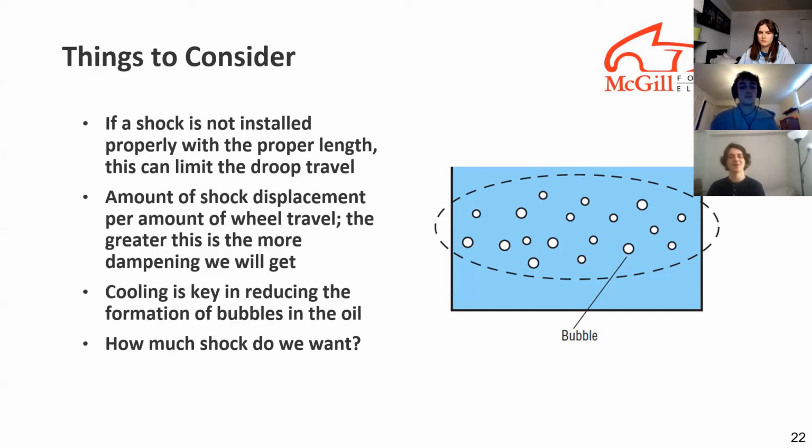And another important thing to watch out for is the amount of displacement the shock gets for a specific amount of wheel travel. And the more we have of this, the better that the shock will dampen. And finally, it's very important that we've got cooling in our dampers, because when converting the kinetic energy into thermal energy, in the process described earlier, the damping fluid becomes less viscous and gains bubbles. And these bubbles can cause an inconsistency in the damping and the handling because they reduce the damping force. So we don't want to have those bubbles. And there's a picture of bubbles there in case you didn't know what a bubble was. That's enlightening for you. Okay.